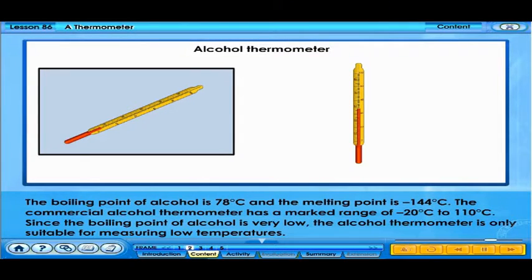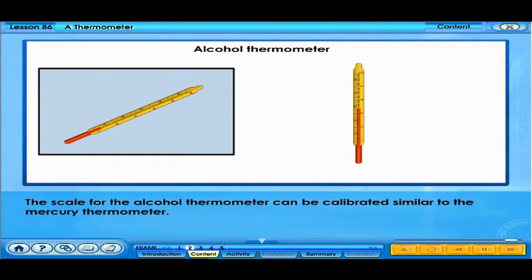The boiling point of alcohol is 78 degrees Celsius and the melting point is -144 degrees Celsius. The commercial alcohol thermometer has a marked range of -20 degrees Celsius to 110 degrees Celsius. Since the boiling point of alcohol is very low, the alcohol thermometer is only suitable for measuring low temperatures. The scale for the alcohol thermometer can be calibrated similar to the mercury thermometer.